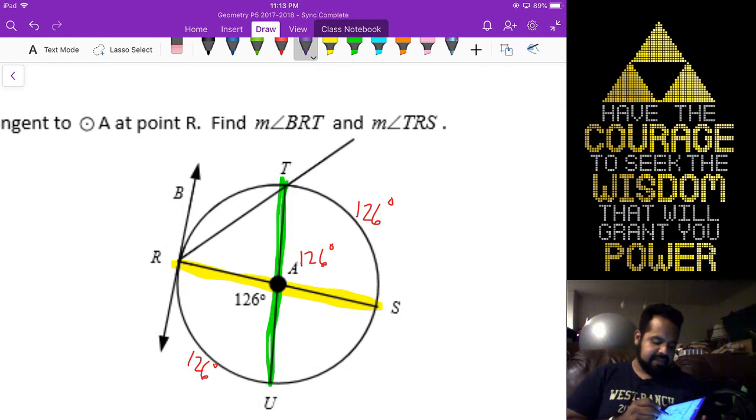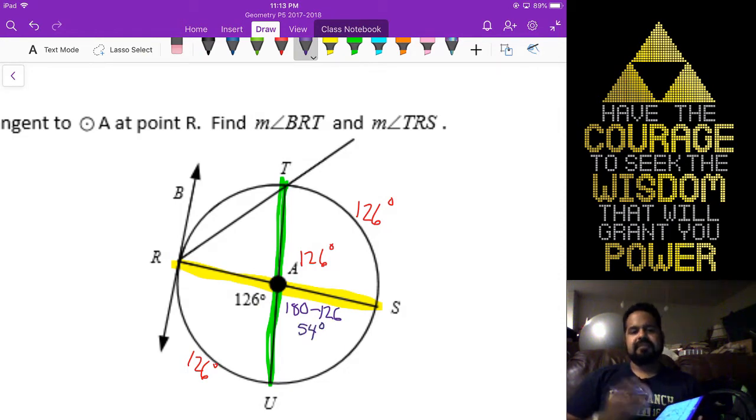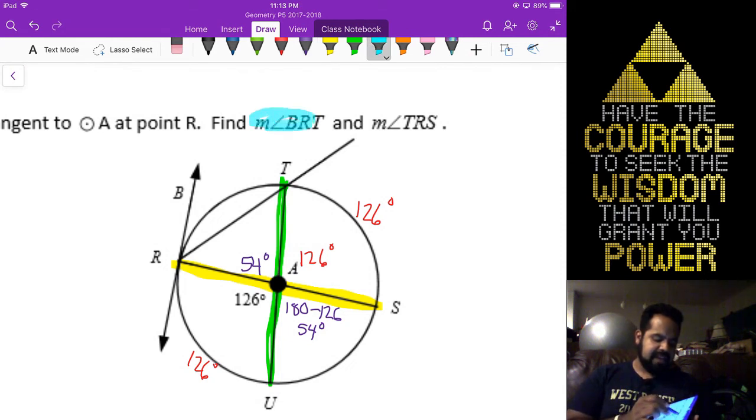Now, we're going to use the fact that the lines form supplementary angles. So that means this angle here is 180 minus 126. That should give you 54 degrees. Likewise, we're going to go back on the opposite side and say this is also 54 degrees.